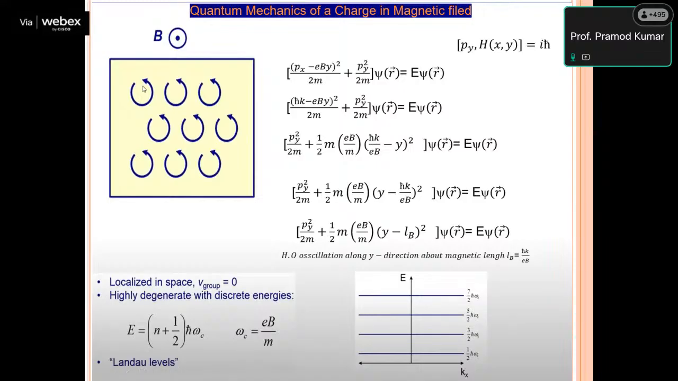If you remember, I have already shown data where the Hall resistance was quantized and the longitudinal resistance was zero in some places and maximum in others. So we get that analysis from this picture.